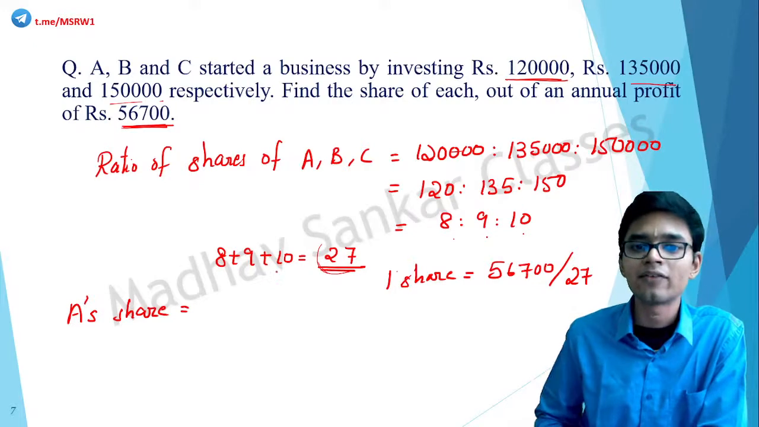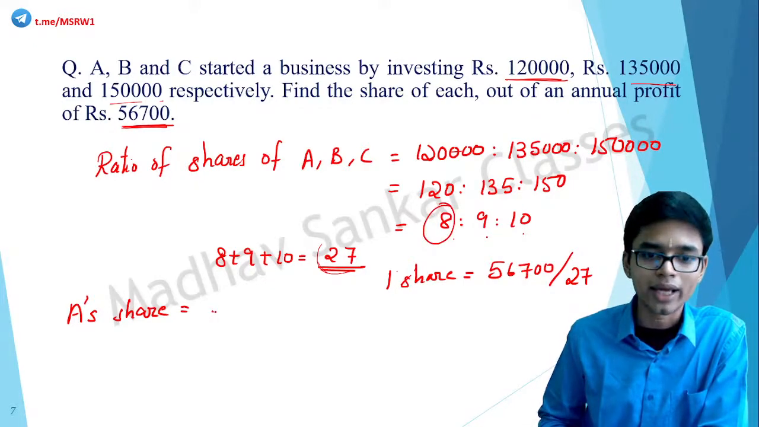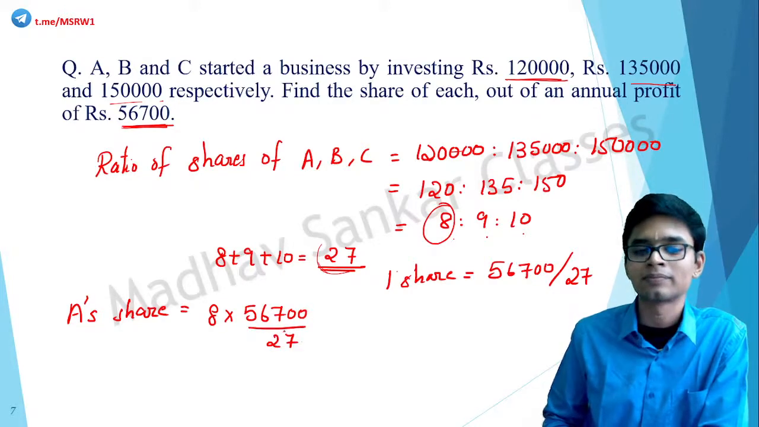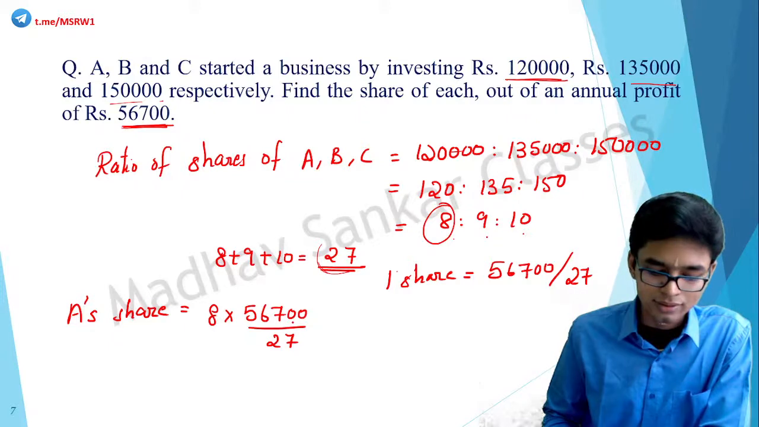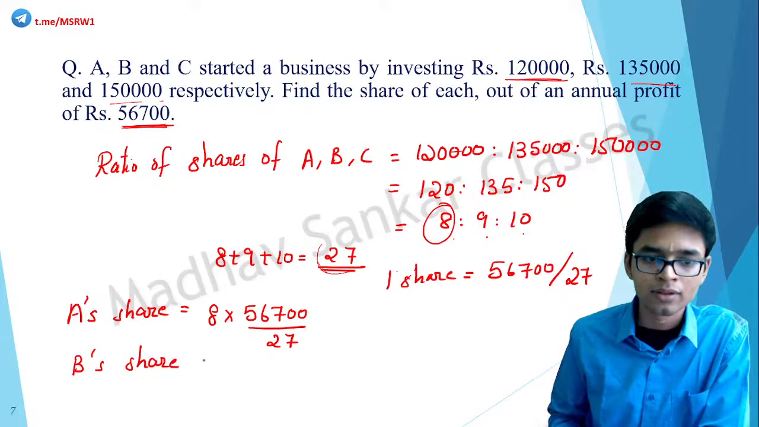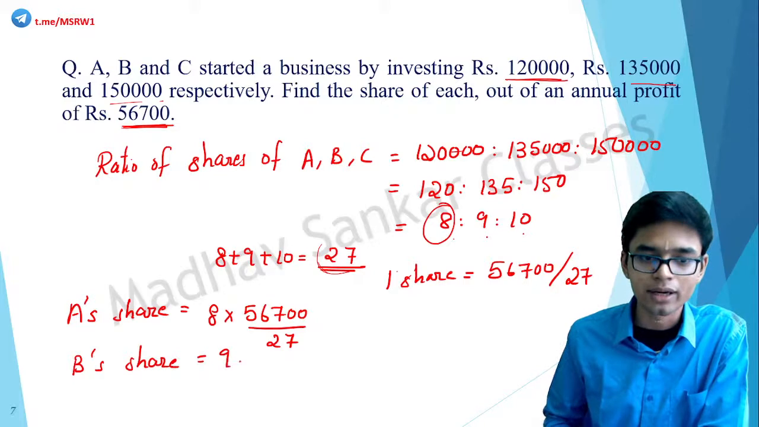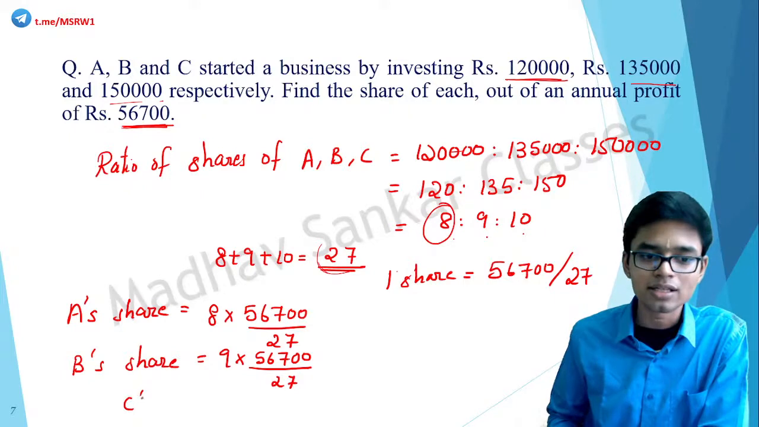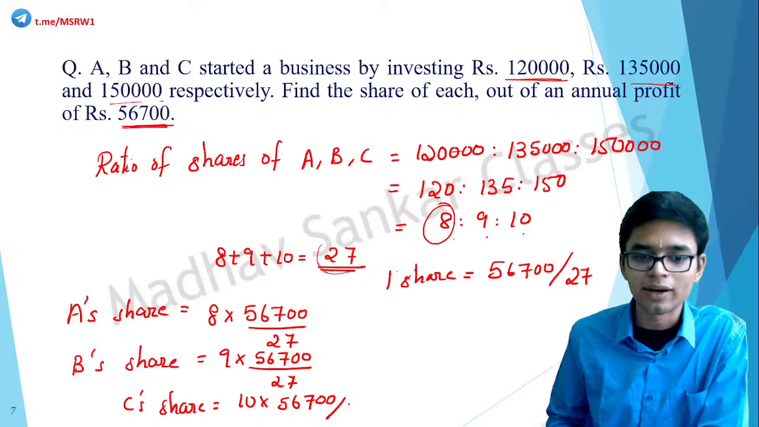How many shares does A have? A has 8 shares. So A's share is equal to 8 into 56,700 by 27. Clear? Now, B's share is equal to how much? 9 into 56,700 divided by 27. And finally, C's share is equal to how much? 10 into 56,700 divided by 27. That is your answer.